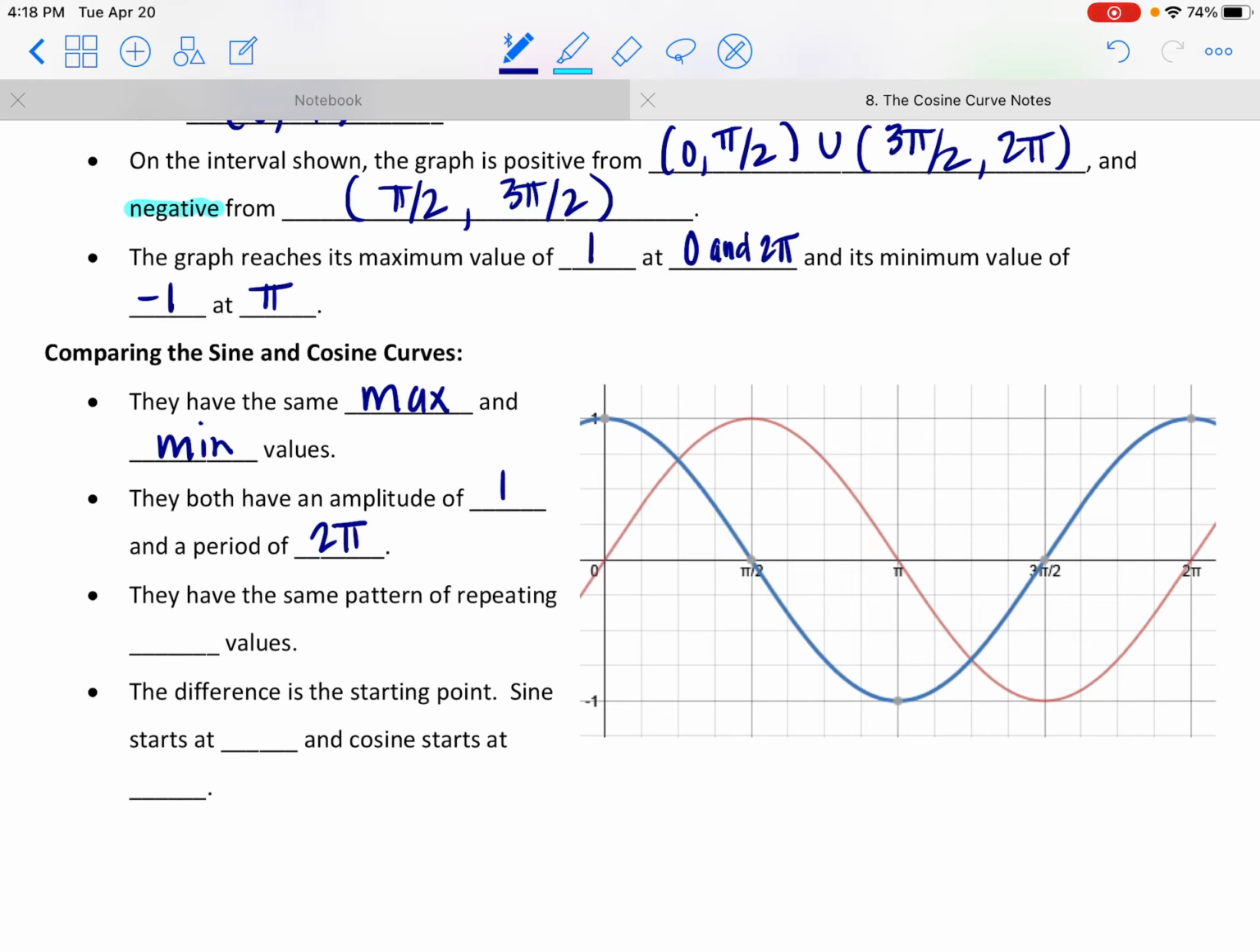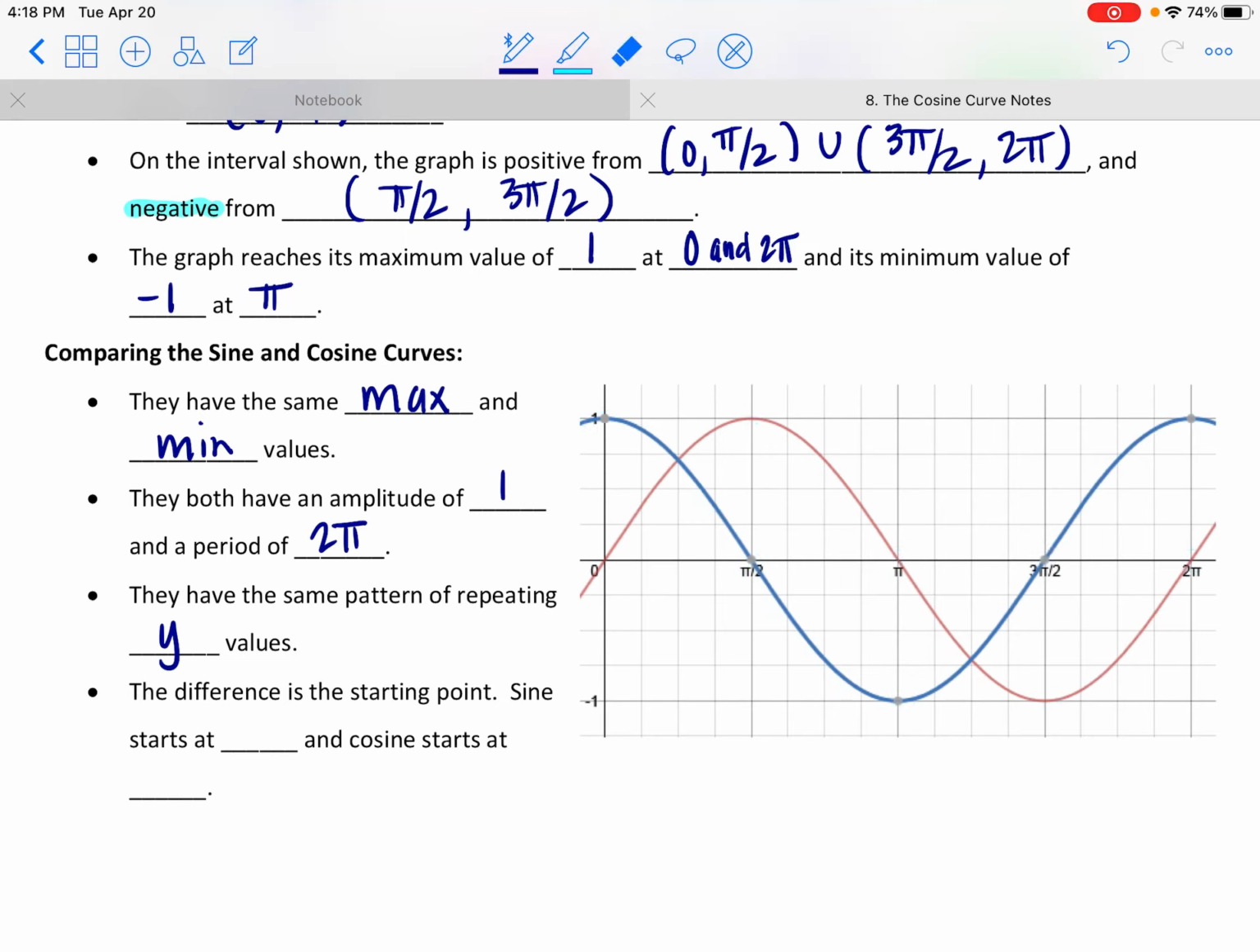Same pattern of repeating y values, where we have a y value of 0, 1, 0. Let me show you where I'm going. 1, 0, -1, 0, 1. And again, that happens here. 0, 1, 0, -1, 0. It's just they're offset a little bit, but they are the same pattern of repeating, right? So they both have the 1, and then they have the 0, and then they have the -1, and then they have the 0 again. Okay, so the same pattern.